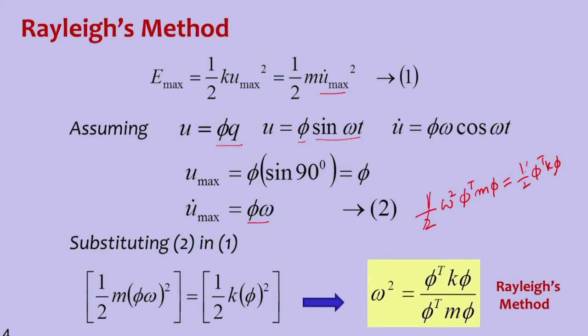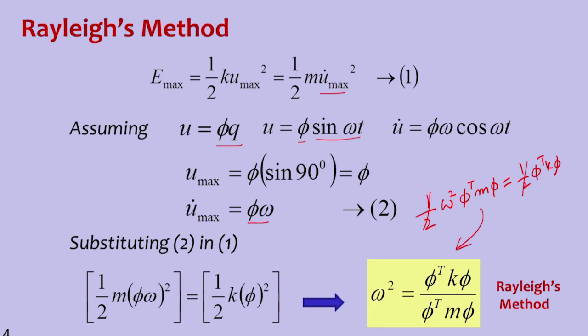So half gets cancelled. Now from this one we can get omega square is equal to phi transpose k phi by phi transpose m phi. This is called Rayleigh's coefficient, or the first fundamental natural frequency using Rayleigh's method. Why are we calling it the first fundamental natural frequency? Because we use here mode shape 1, the first mode shape.